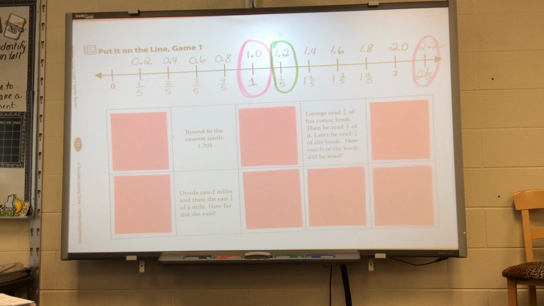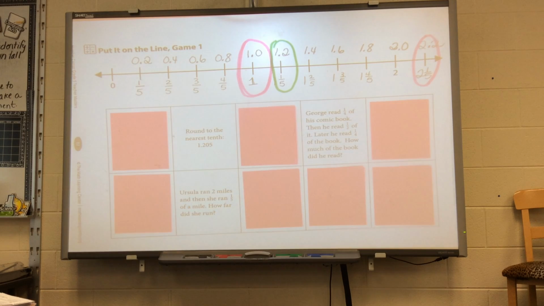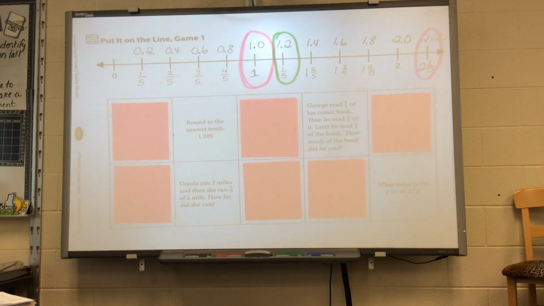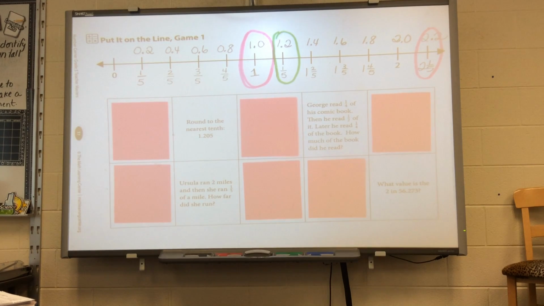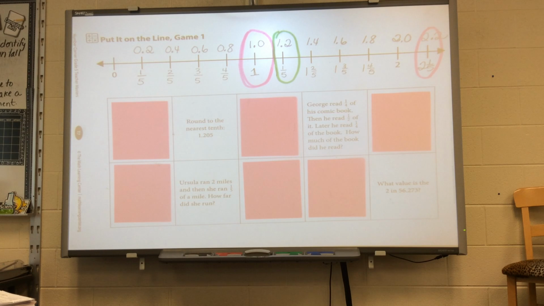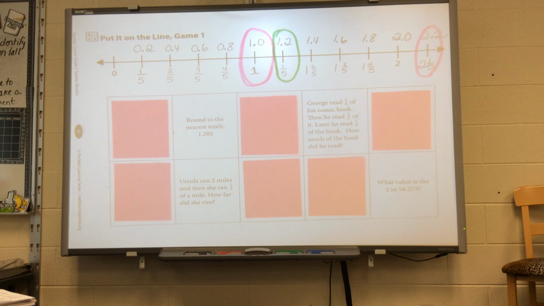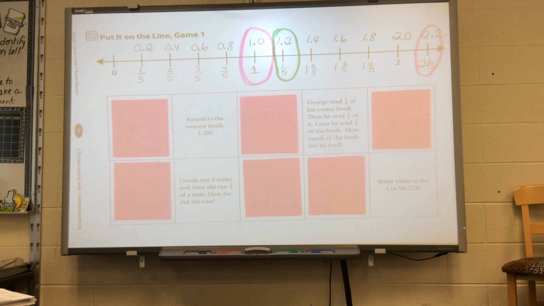Sophia LaFata. Come pick one. Quick, quick, quick. This one? All right. Sophia's problem says, what is the value of the 2 in 56 and 273 thousandths? What's the value of the 2? How much is the 2 worth? This goes great with our math lesson that we did this morning. The 2 is worth how much?